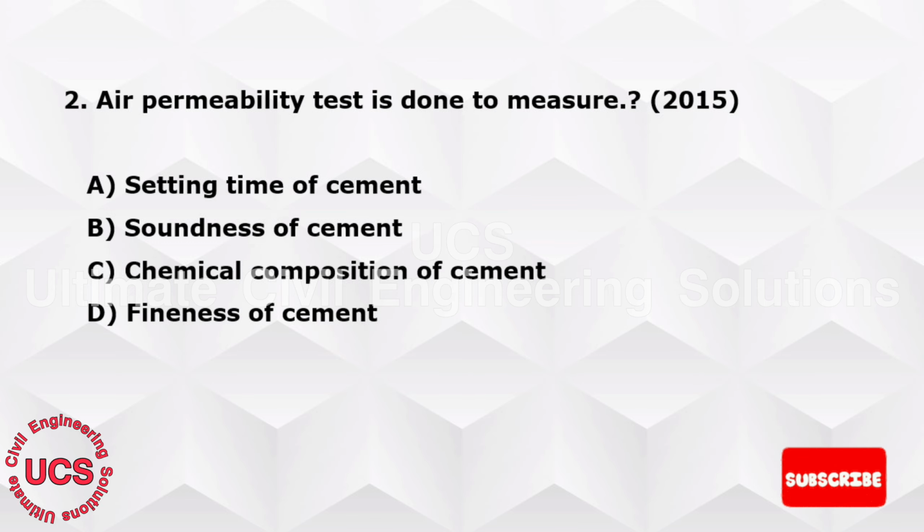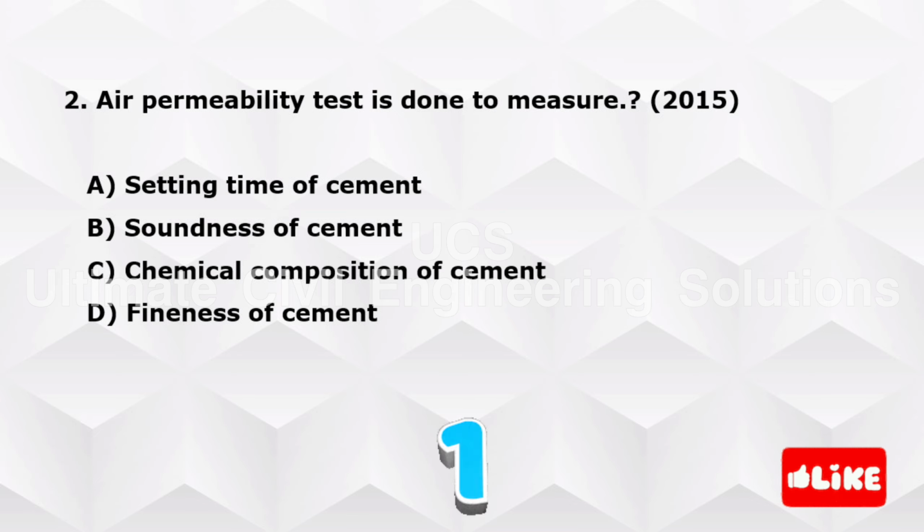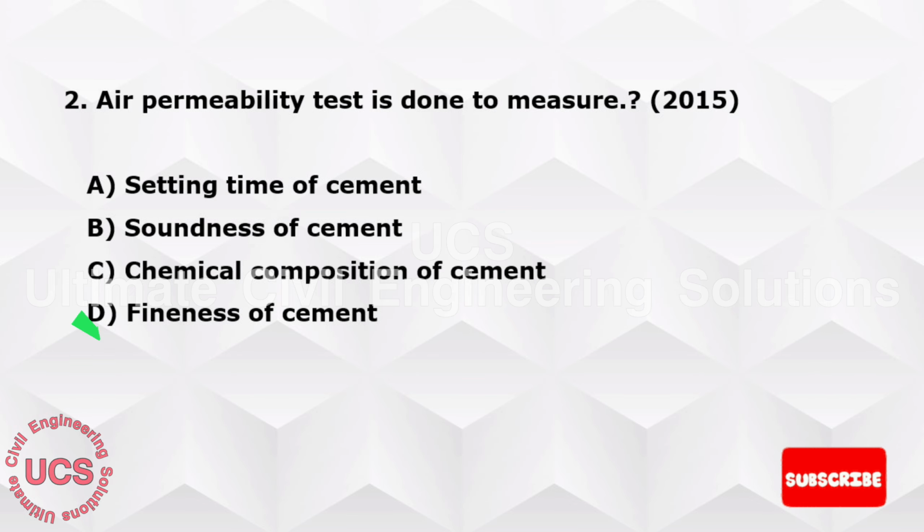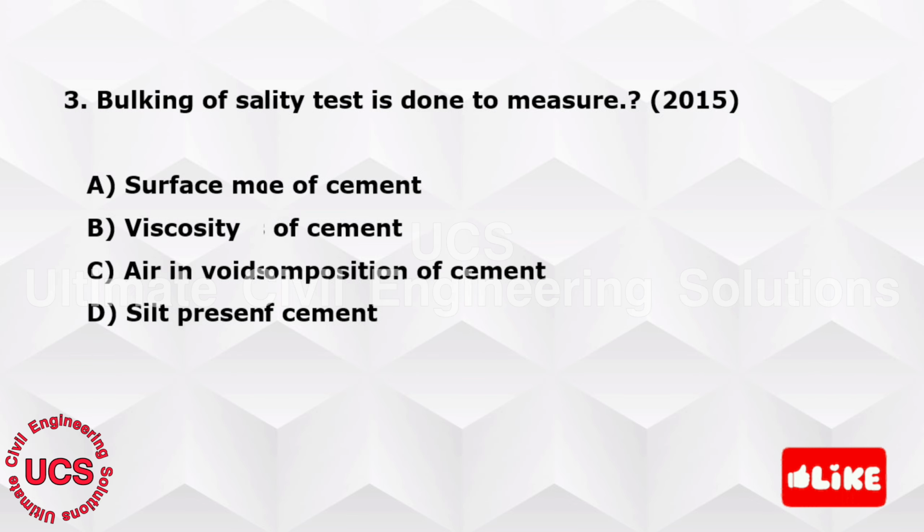Next question: air permeability test is done to measure. Options are: option A, setting time of cement, option B, soundness of cement, option C, chemical composition of cement, option D, fineness of cement. Answer is option D, fineness of cement.